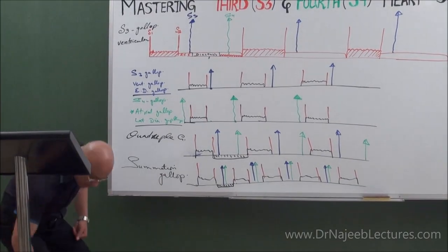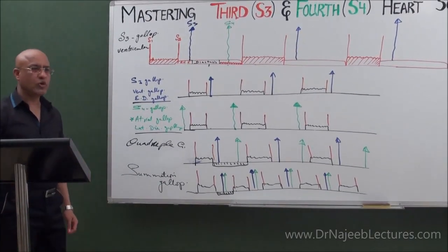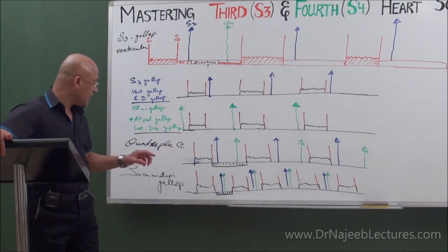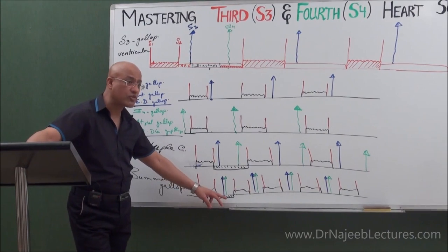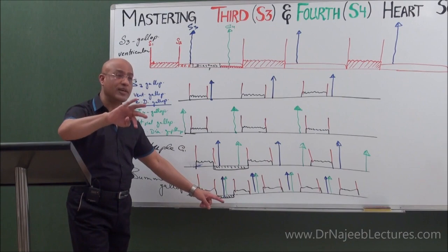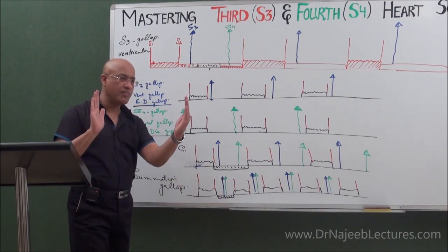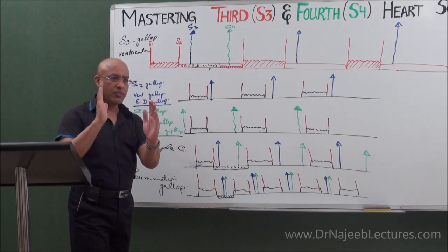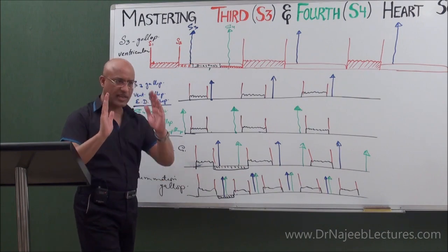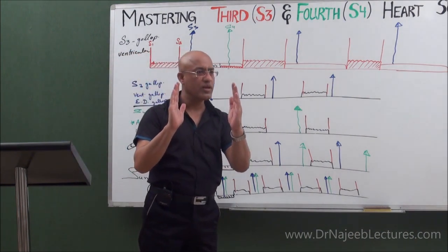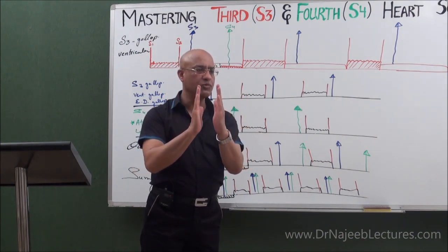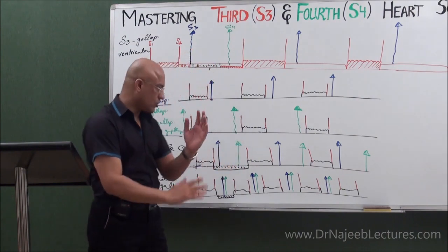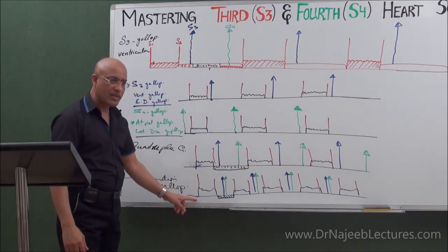What is summation gallop? Of course everyone has first and second heart sounds if healthy, but these patients have extra diastolic sounds, S3 and S4 both. On top of that they have tachycardia, due to which diastole becomes very shortened, and the early diastolic sound S3 and the late diastolic sound move toward each other and they summate. So this is called summation gallop.